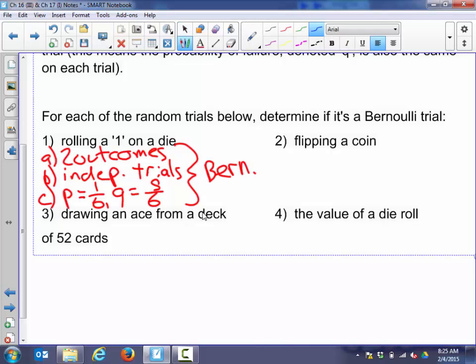Second example, flipping a coin. Sure, you've got 2 outcomes, heads or tails. You have independent probabilities of success, independent trials here. One head or tail doesn't affect the next being a head or tail.